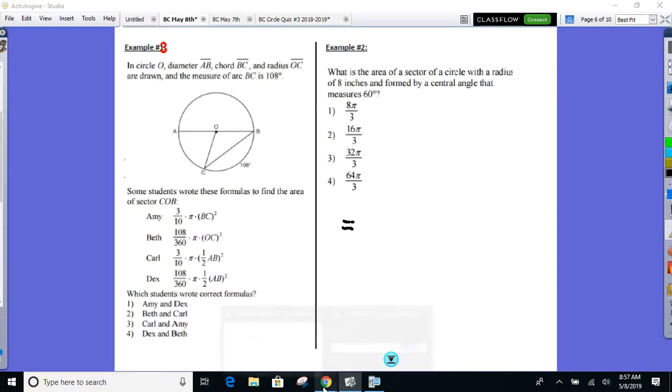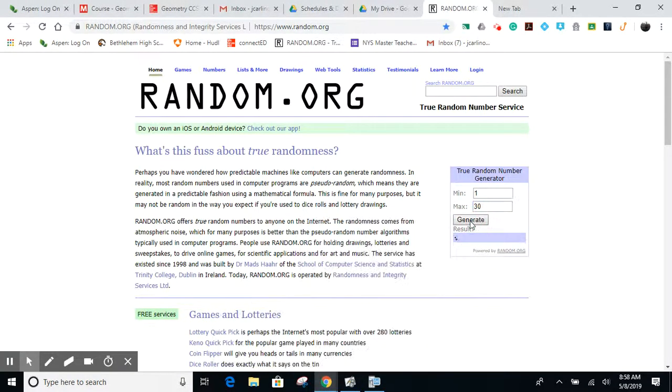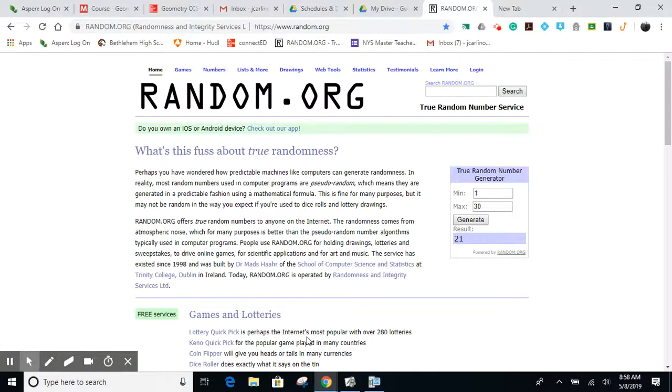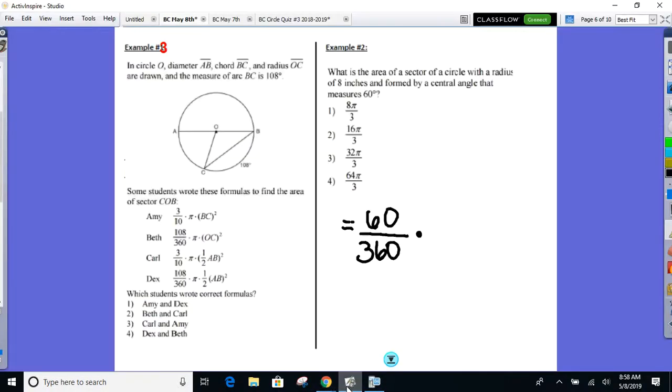If the central angle is 60, what's my arc measure? Boom. Arc measure, also 60, over 360 times, let me know what I'm going to multiply this by. What do you want to multiply it by? The sector formula I just gave you. Pi times 64, 8 squared, that's where she's getting it, just getting ahead of the game.